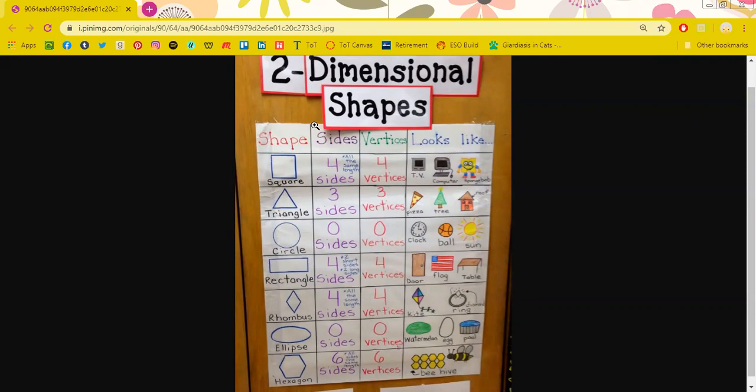So these are things that do not have any kind of dimension to them. So if we think of, like, soccer balls are 3D. They are round, they have space inside. But if we draw a circle, that's just flat on our page.